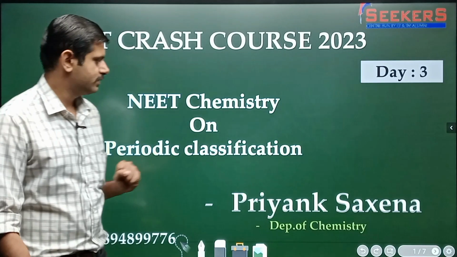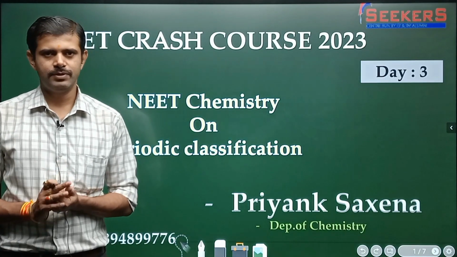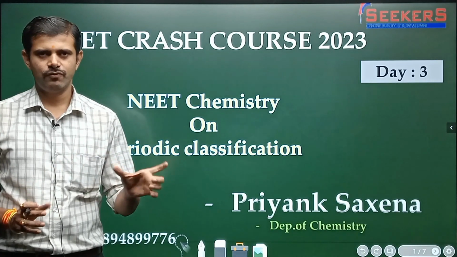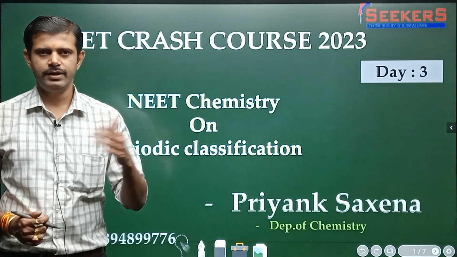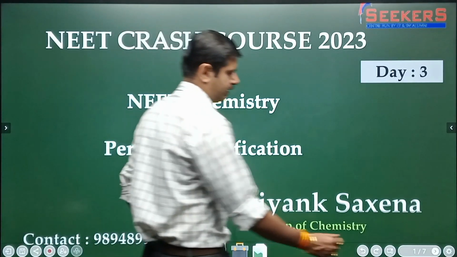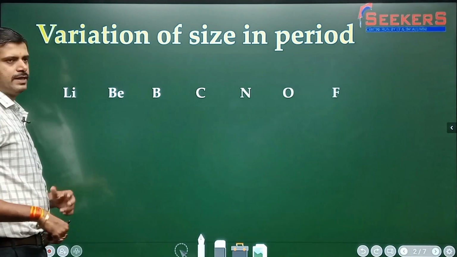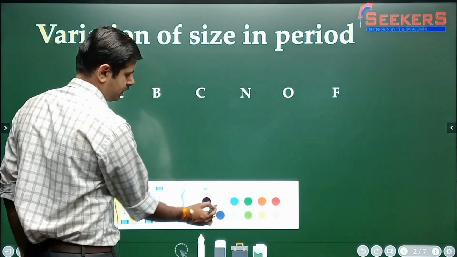Today in this lecture we will see periodic classification. Periodic classification is a big chapter. Now in this we will see one or two properties, how they vary in a group and how they vary in a period. The first thing is variation of size in a period.